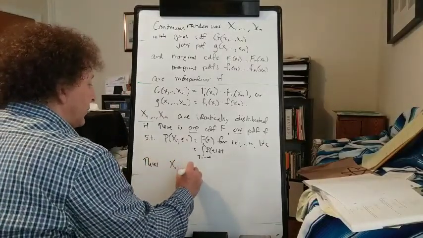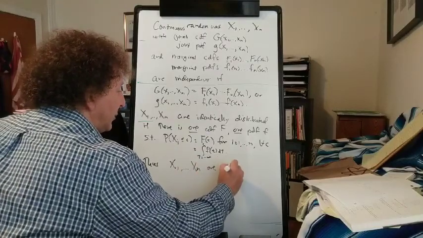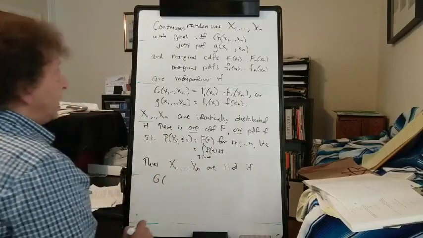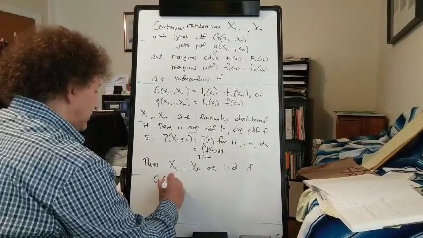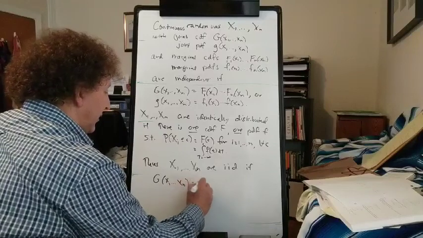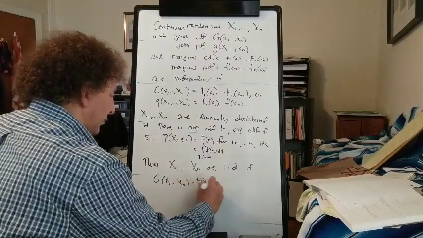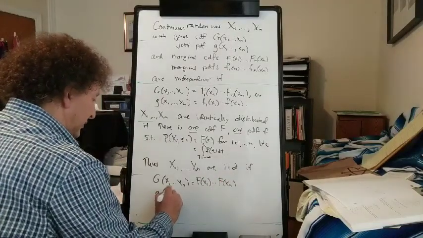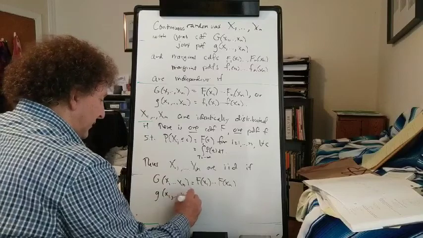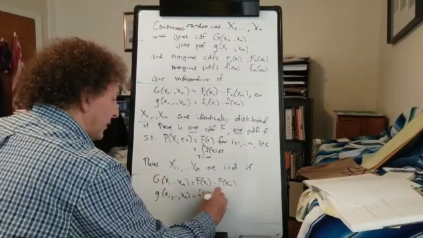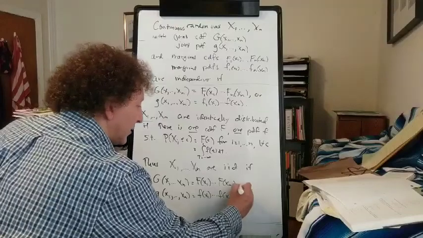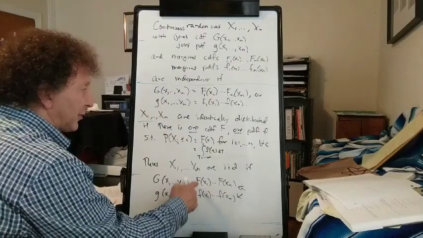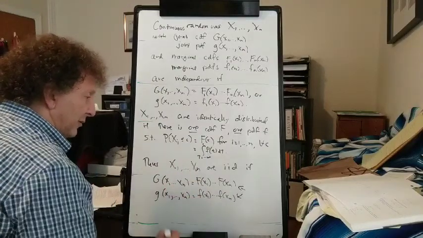So then X1 through Xn are independent and identically distributed if the joint cumulative distribution function G of x1 through xn factors as F of x1 through F of xn, and the joint probability density function g of x1 through xn factors as little f of x1 through little f of xn, where no subscripts are needed because this capital F works for all the random variables, and this little f works for all the random variables.